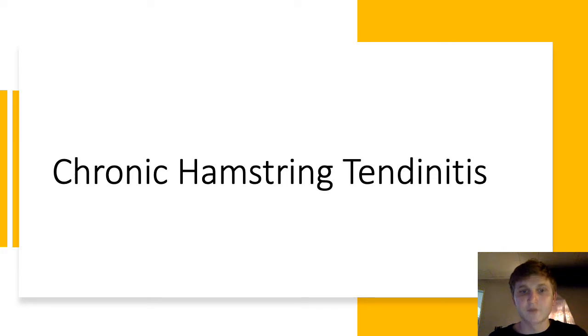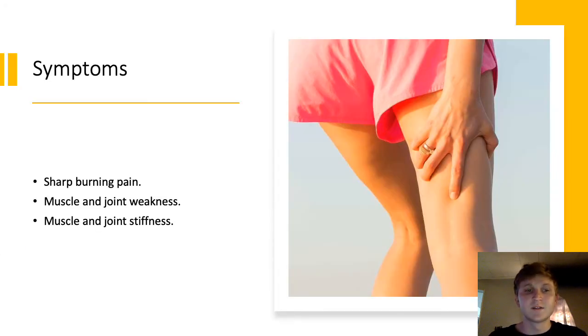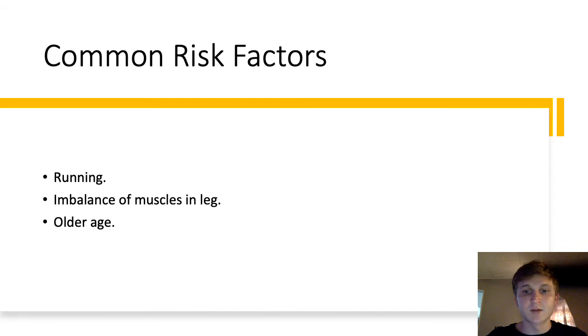So I have 3 possible diagnoses for this patient, and the first is chronic hamstring tendonitis. Symptoms of chronic hamstring tendonitis include a sharp burning pain in the posterior thigh, muscle and joint weakness, and also muscle and joint stiffness. Some common risk factors with this include a lot of running, an imbalance of muscle strength between the left and right leg, and also older age.